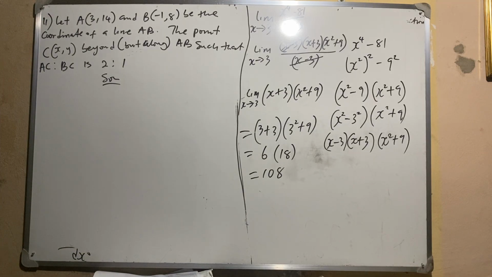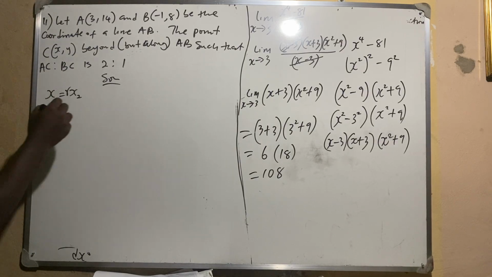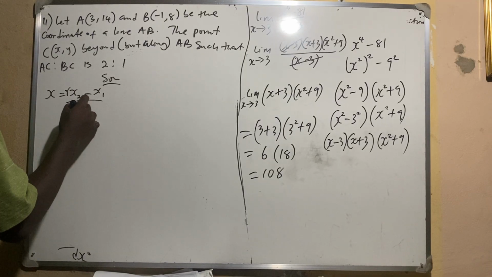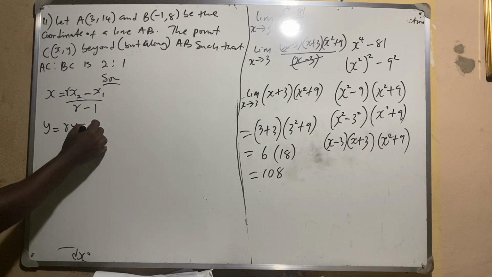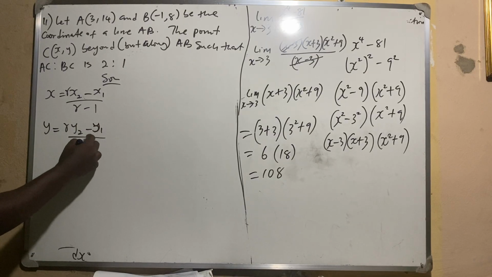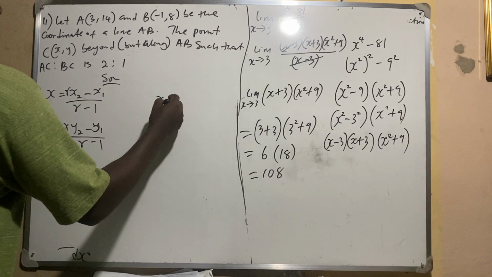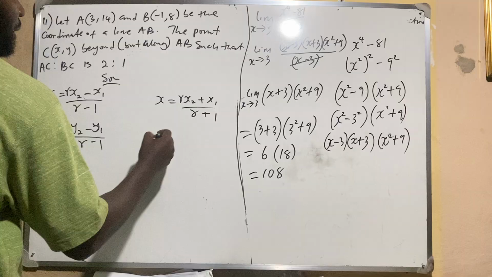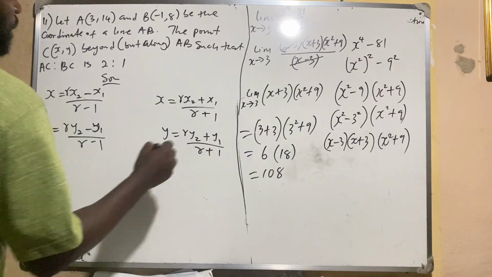Yes, very correct. So to get your x is equal to what? (r x2 minus x1) all over r minus 1, because it's external, it's minus. To get your y will be the same thing, (r y2 minus y1) all over r minus 1. So this is for external division. But internal division is just to change it to plus. To get your x for internal division is (r x2 plus x1) all over r plus 1. So y will be (r y2 plus y1) all over r plus 1.